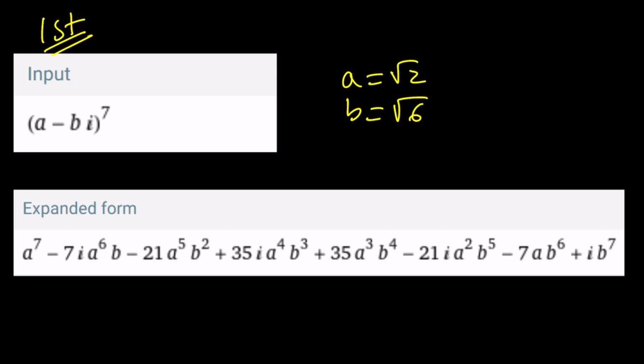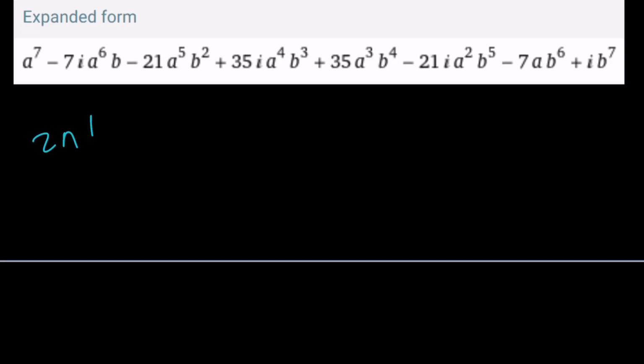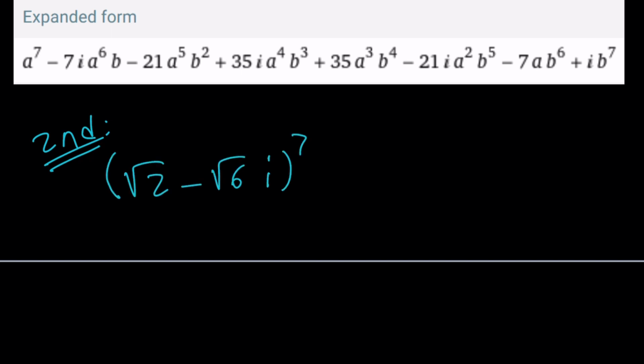Now let's go ahead and talk about the second method. What does the second method involve? So we have square root of 2 minus square root of 6i, and we're going to raise it to the 7th power. Whenever you're given a problem like this, it could also be 2017th power. Obviously, you're not going to use the binomial theorem, are you? Well, if you do use it, that's going to take forever for sure. But anyways, here's what we're going to do.